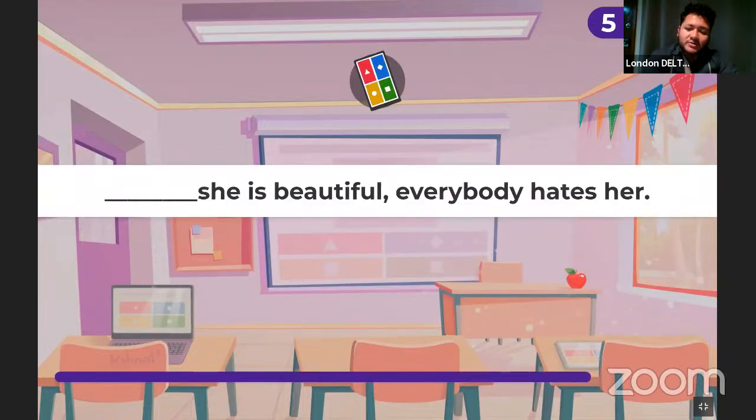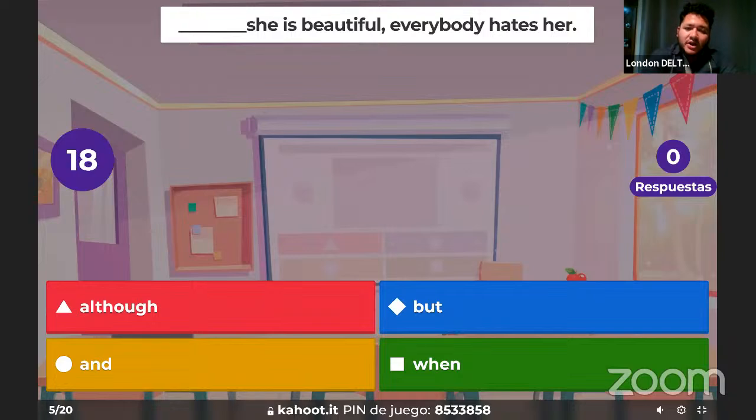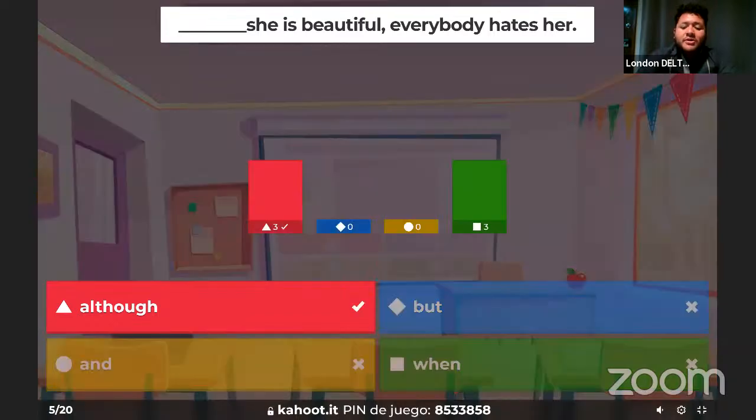Okay, the next one. Tengo dos cosas que se pueden contrastar. She's beautiful, comma, everybody hates her. Entonces pueden ver que se contraponen, son cualidades opuestas. Algo hermoso es algo bueno, odiar es algo malo. Entonces necesito una palabra que me sirva de contraste. Exactly. So I need to use although. Although she's beautiful, aunque ella es hermosa, todos la odian. Entonces, contraste, right? Although she's beautiful, everybody hates her.